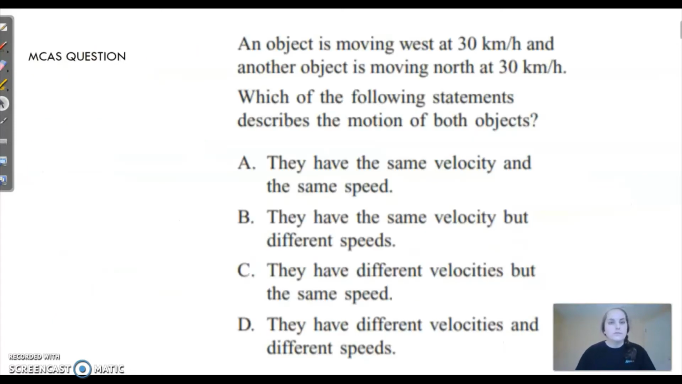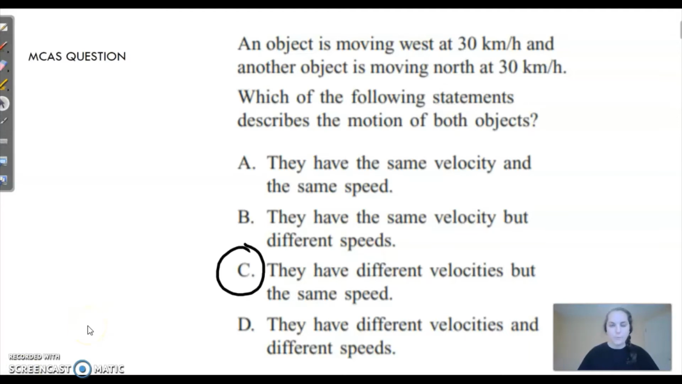So now let's go to this MCAS question. An object is moving west at 30 kilometers per hour and another object is moving north at 30 kilometers per hour. Which of the following statements describes the motion of both objects? So go ahead, read through these examples, pick the best one that you think.